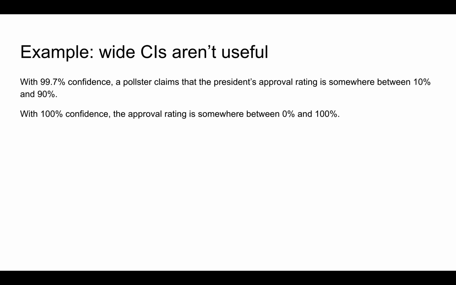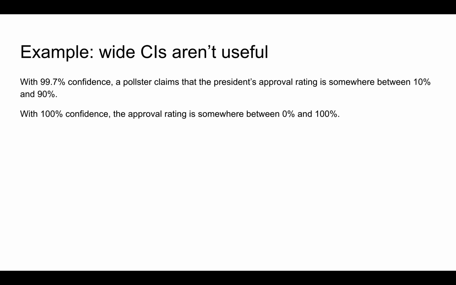Suppose that with 99.7% confidence, a pollster claims that the president's approval rating is somewhere between 10% and 90%. And with 100% confidence, they claim that the approval rating is somewhere between, say, 0% and 100%. Now, it's great that the pollster is so confident in their statements, yet neither of these ranges are very helpful. A range from 10 to 90, let alone 0 to 100, is so wide that it tells us very, very little about the president's approval rating.